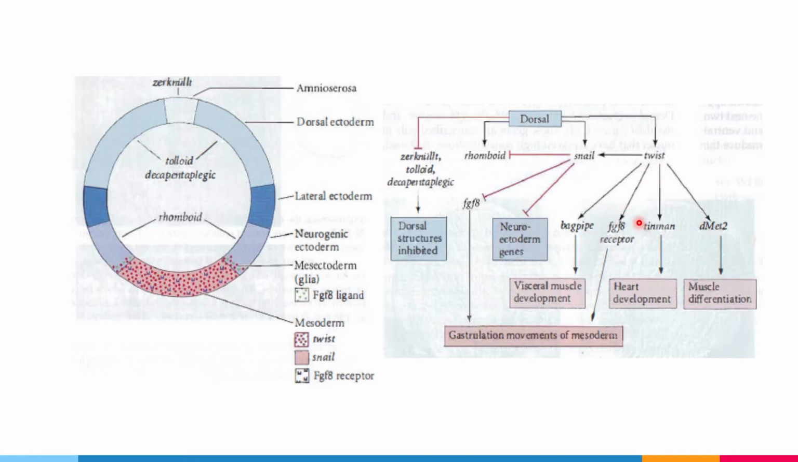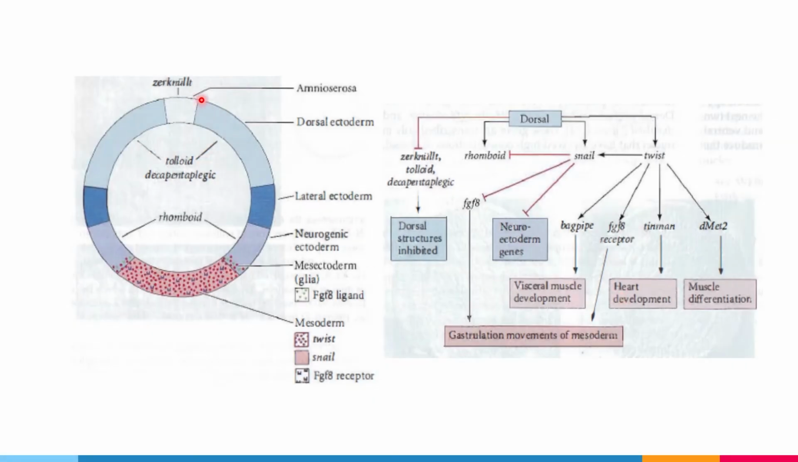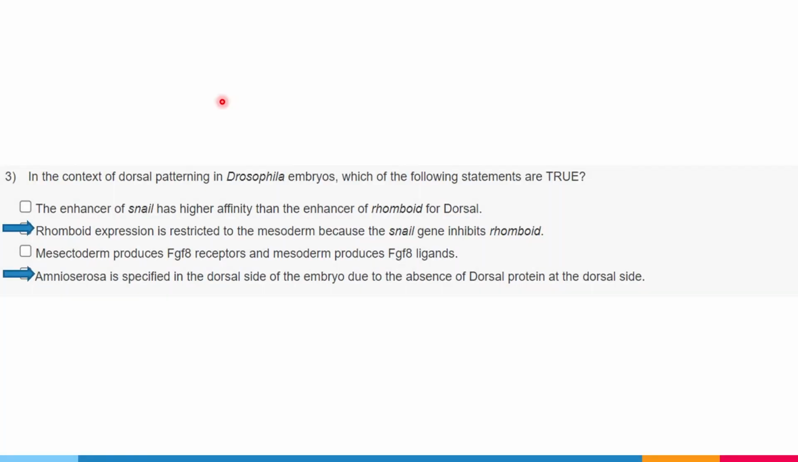And then twist gives rise to the FGF8 receptor. The FGF8 receptor is present only in this boundary, and the FGF ligand is present only in this boundary, and the FGF receptor is present here where there is snail expression. So from the diagram itself, rhomboid expression is restricted to the mesoderm because the snail gene inhibits rhomboid, and amnioserosa is specified on the dorsal side of the embryo due to the absence of dorsal protein there. Only there can dorsal structures such as amnioserosa be produced.